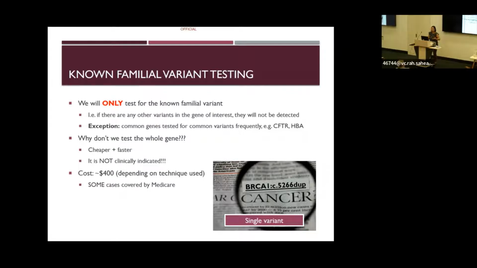Just like if someone has a fall on an outstretched hand, you're just going to do an X-ray of the arm. If that comes back normal, you're not going to be like, oh, let's just check for fractures in the rest of the body. No, because that's not the reason why they presented for testing. Now, the cost for this is about $400, depending on the technique that's used. Some cases are covered by Medicare, but again, always good to double check.